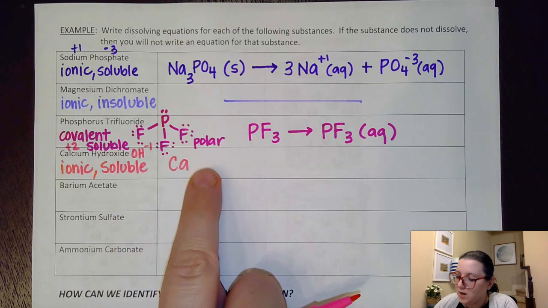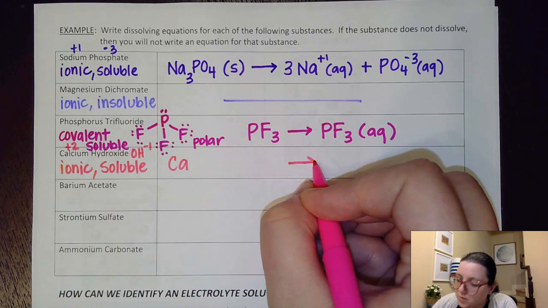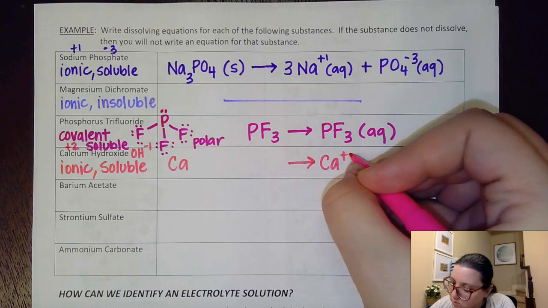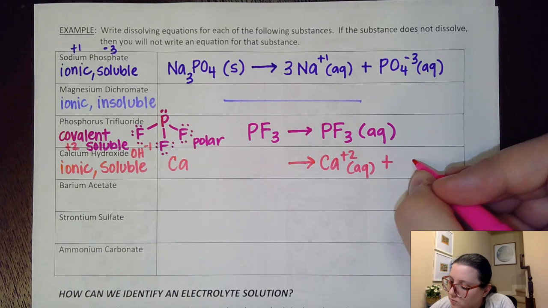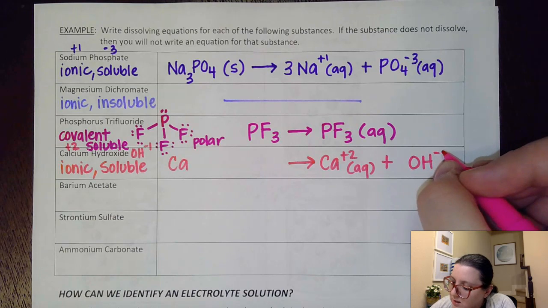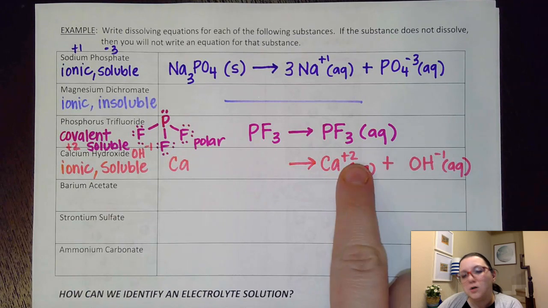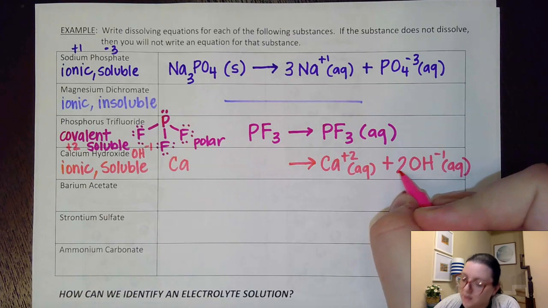By the way, I'm going to show you a trick you could use here before I put the hydroxide over here. Sometimes it helps to go ahead and do the product side first. I know that calcium is +2, and that's going to be aqueous. I know that hydroxide is -1. That's going to be aqueous. I see those charges don't cancel out, so I would need 2 of the hydroxides.